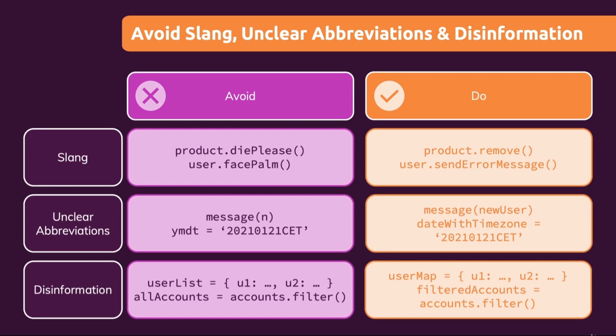And filtered accounts makes more sense than accounts filter. Of course, depending on the application we're writing, we might also be able to replace filtered accounts with a better name. Maybe it's just the user accounts who have a paid plan. Then we could name it paid accounts, making it clear what we're filtering. But it's all better than all accounts for sure.